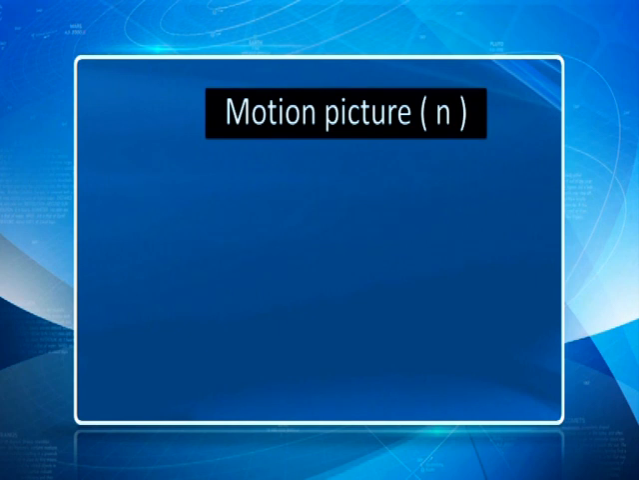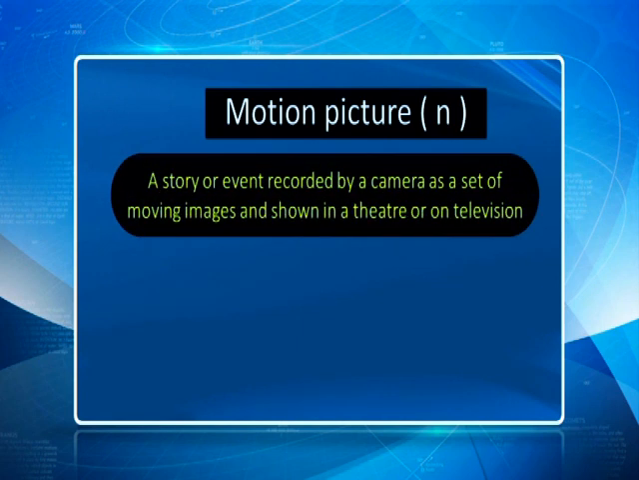Motion picture. Yes, motion picture. What is a motion picture? It is a story or event recorded by a camera as a set of moving images and shown in a theater or on television. In other terms, a motion picture is a movie which is taken by moving images to be displayed on TV or in cinemas.